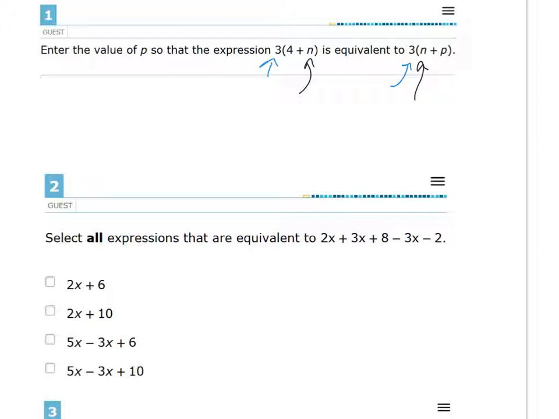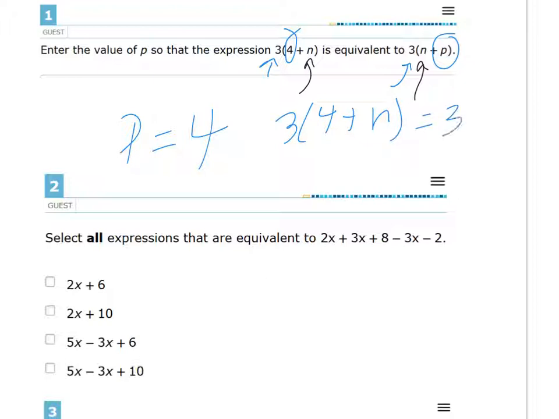And then if you notice, the only thing that's missing is the number 4. So in reality, p equals 4, and it would make the same result. So if I put them equal to each other, 3(4 + n) is equal to 3(n + 4). They would be the same exact thing, except that the inside switched, which means it's just the commutative property that was used to switch the numbers.